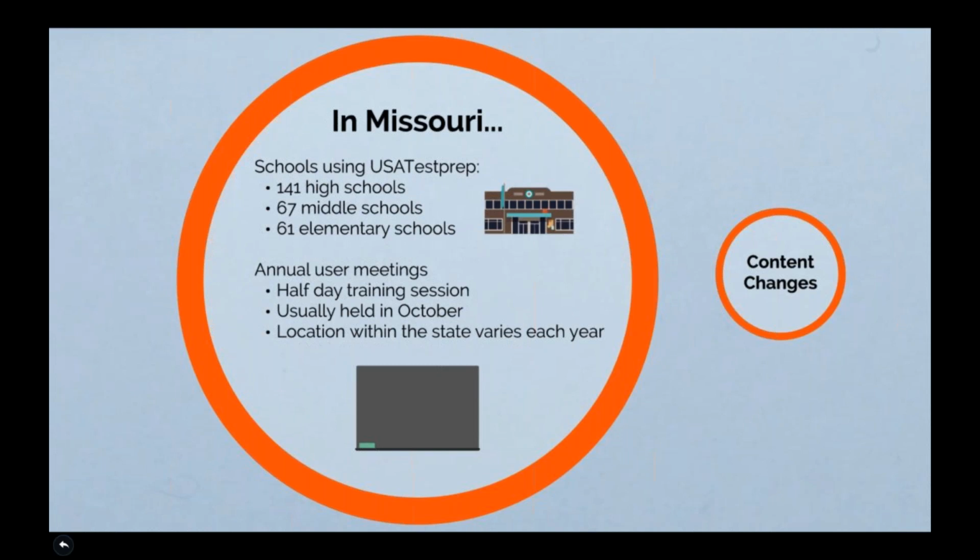In Missouri, we always have an annual user meeting. We pick about 10 or so states that we go to every single year to offer a half-day training, and it's usually in the fall. So traditionally it's in October, and the location within the state varies. So last year it was St. Louis, but it might switch around to hit different parts of your state.